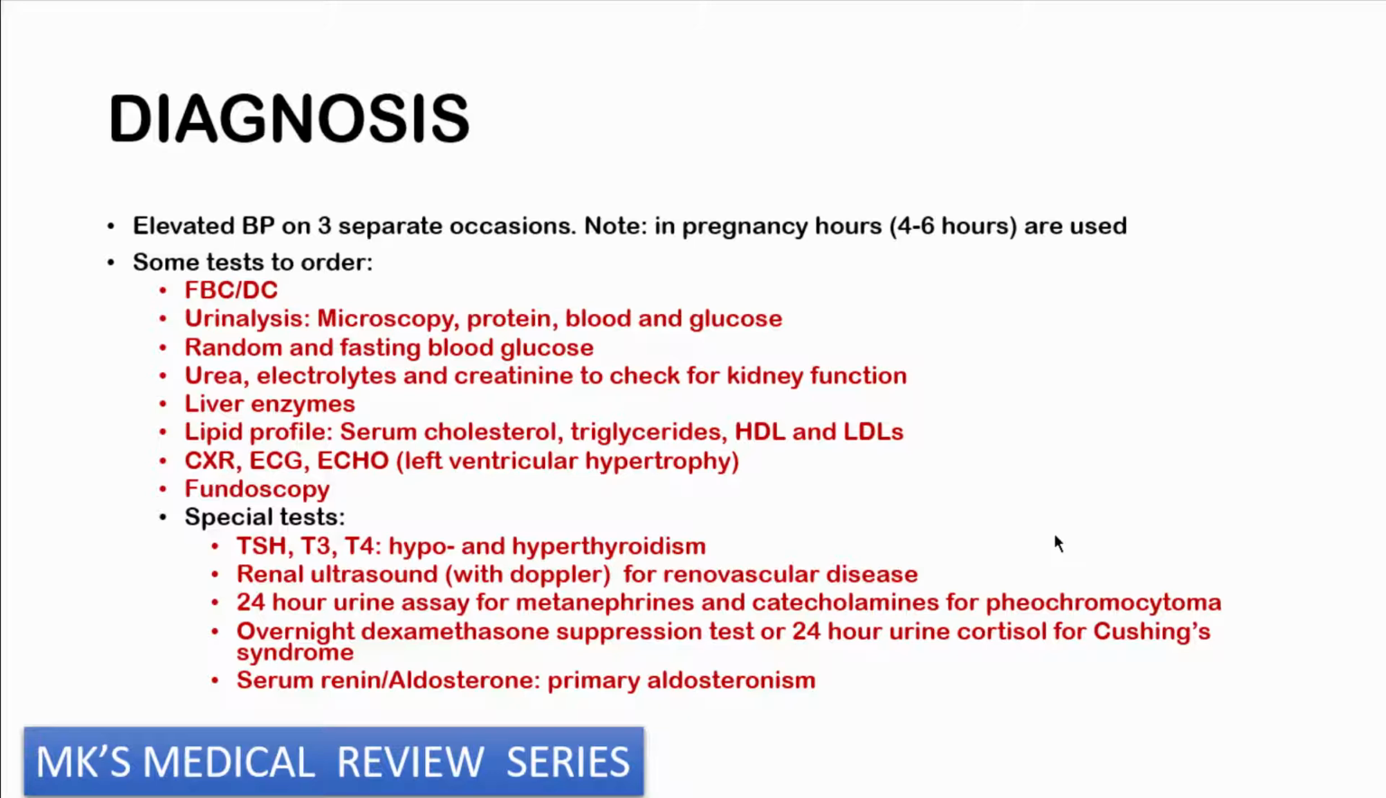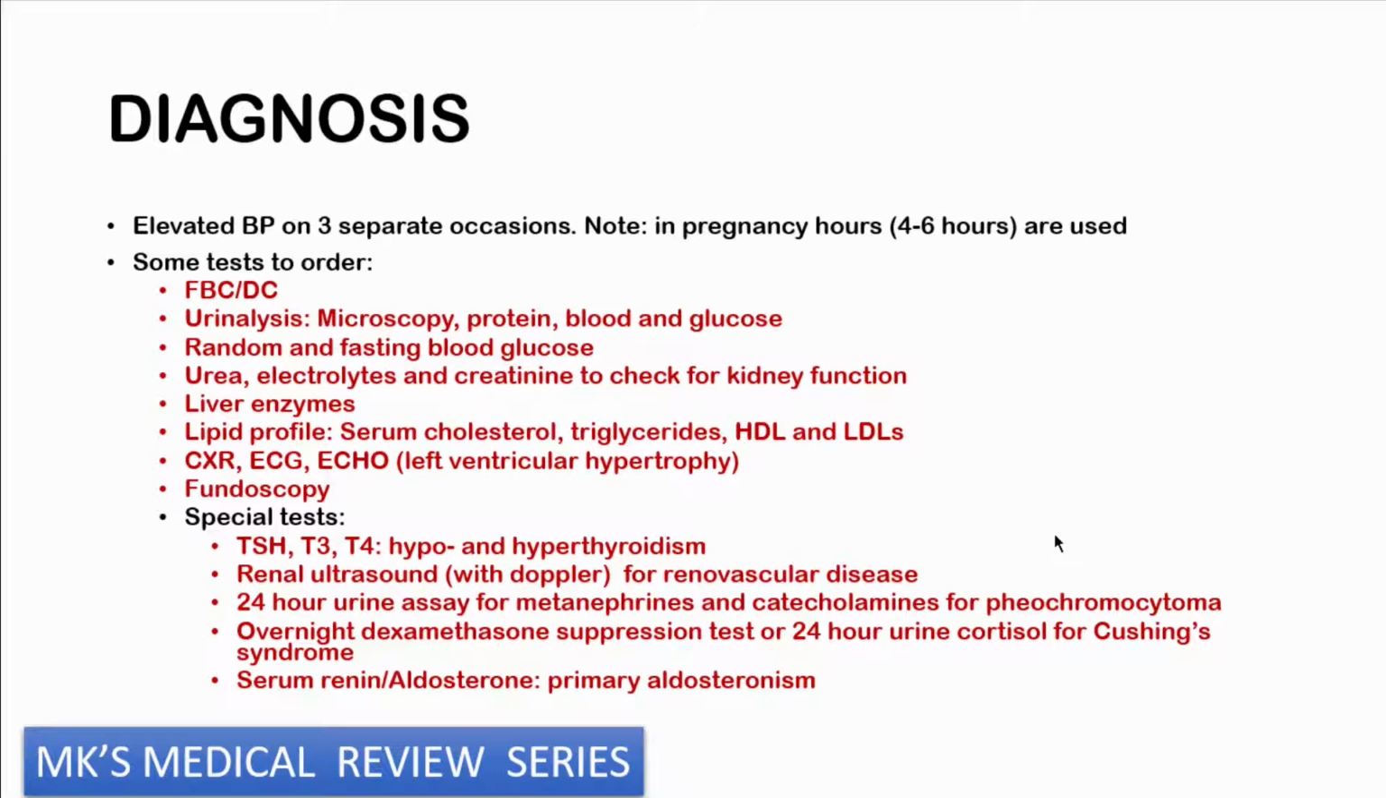So some tests that we may want to order, you may order a full blood count with a differential count to rule out any infections, like for example in chronic pyelonephritis, and anemia also to rule that out, as it can exacerbate heart failure or tip the patient into heart failure. Then you want to do a urinalysis, microscopy, culture and sensitivity for any UTIs, check for proteinuria, any blood, glucose, for any glomerulonephritis or glomerulopathies, check for the random as well as the fasting blood sugar to rule out diabetes mellitus, check for the urea, electrolytes, creatinine to check for kidney function, the electrolytes, especially sodium, to be ruling out any evidence of primary hyperaldosteronism.